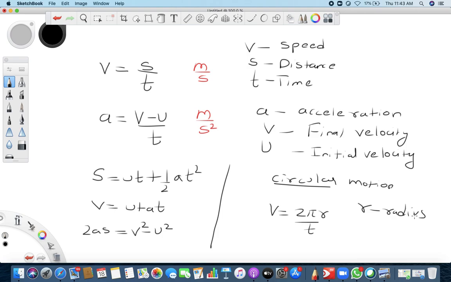Make sure you know all these formulas and the SI unit for all of them. What is the unit of distance? It is meter. Time is second, speed is meter per second. Again, I told you acceleration is meter per second square.